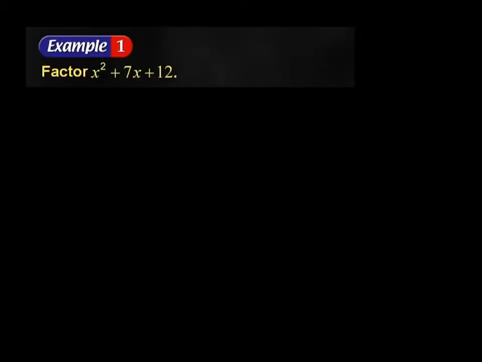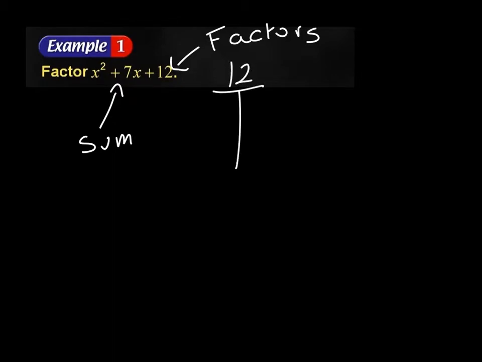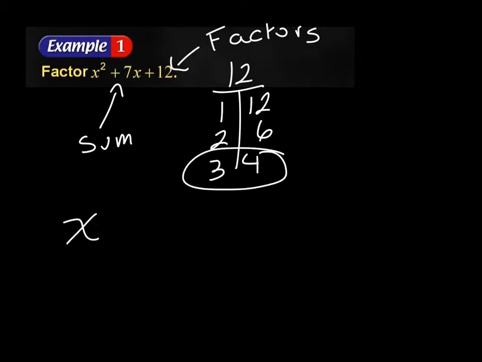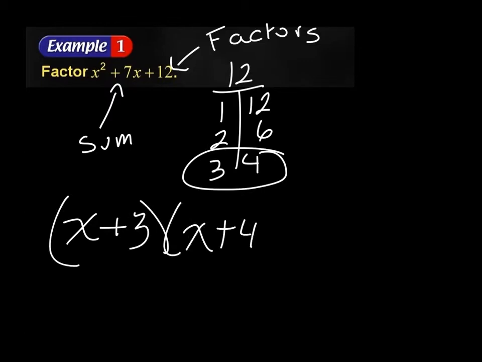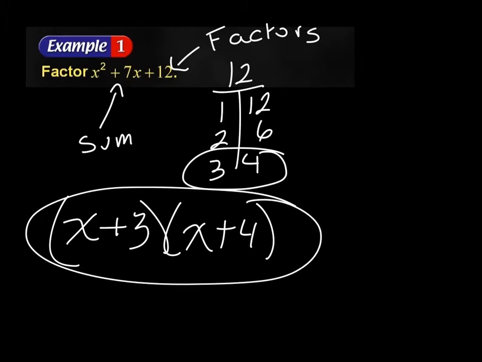So to factor x squared plus 7x plus 12, I need factors of 12 that give me a sum of 7. If you can come up with them in your head, that's great. Otherwise, you can always make your little factor T. So I'm looking at factors of 12, and 3 plus 4 is 7. It doesn't matter which one comes first. I'm going to write x plus 3 times x plus 4, but you could have written x plus 4 times x plus 3. And of course, you can always FOIL it out to make sure it works.